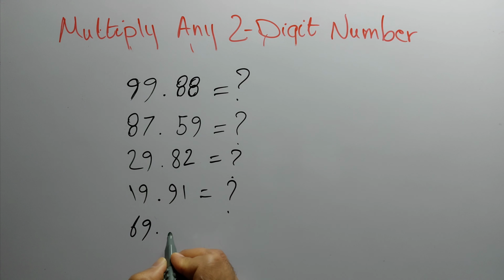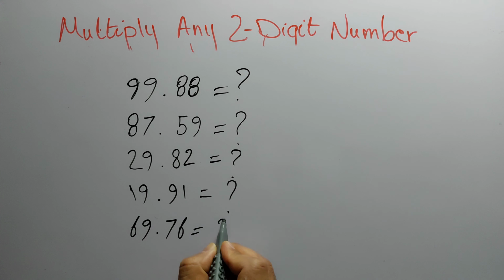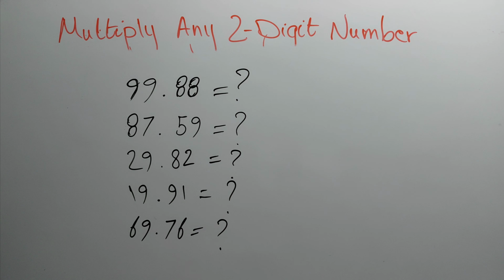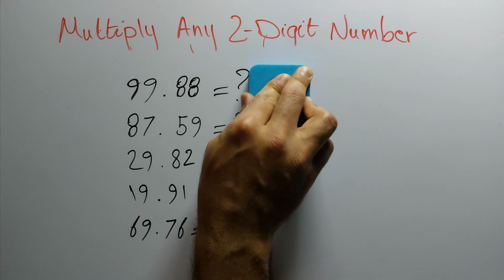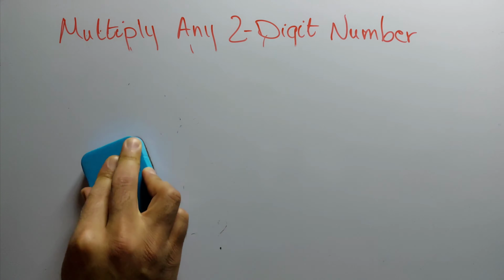69 times 76. So please write it down in the comment section below, and maybe you have a different solution. Maybe there is a Japanese sort of formula. Maybe you're familiar with the Japanese approach. So whatever approach you're using, please write it down in the comment section below, and then we can talk about it later.